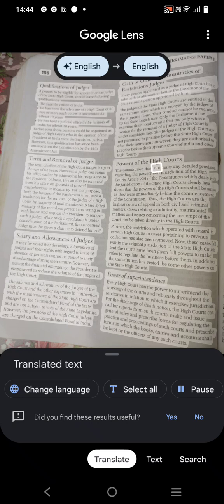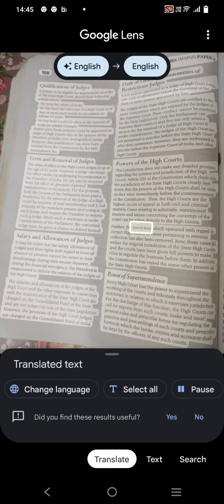Powers of the high courts. The Constitution does not make any detailed provision regarding the powers and jurisdiction of the high courts. Article 225 of the Constitution, which deals with the jurisdiction of the state high courts, clearly lays down that the powers of the high courts shall be the same as they were immediately before the commencement of the Constitution. Thus, the high courts are the highest courts of appeal in both civil and criminal matters. Cases relating to admiralty, matrimonial matters, and issues concerning the contempt of court can be taken directly to the high courts.